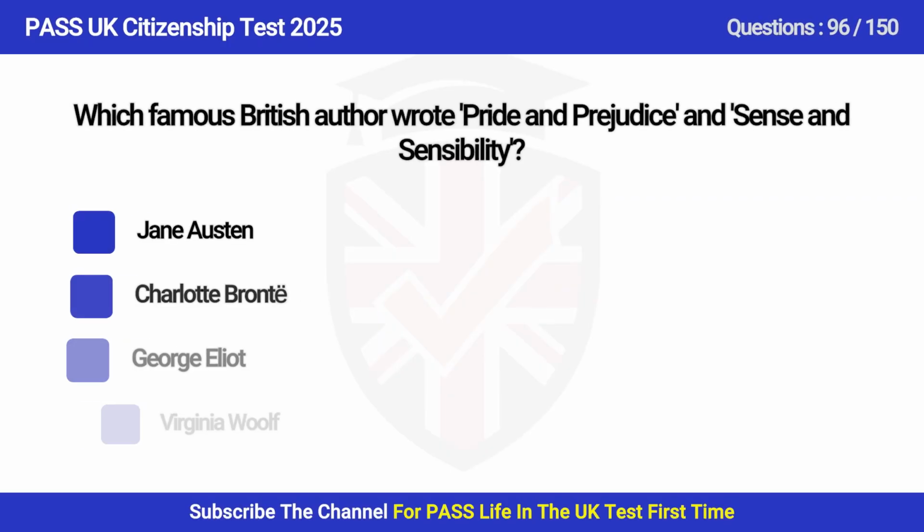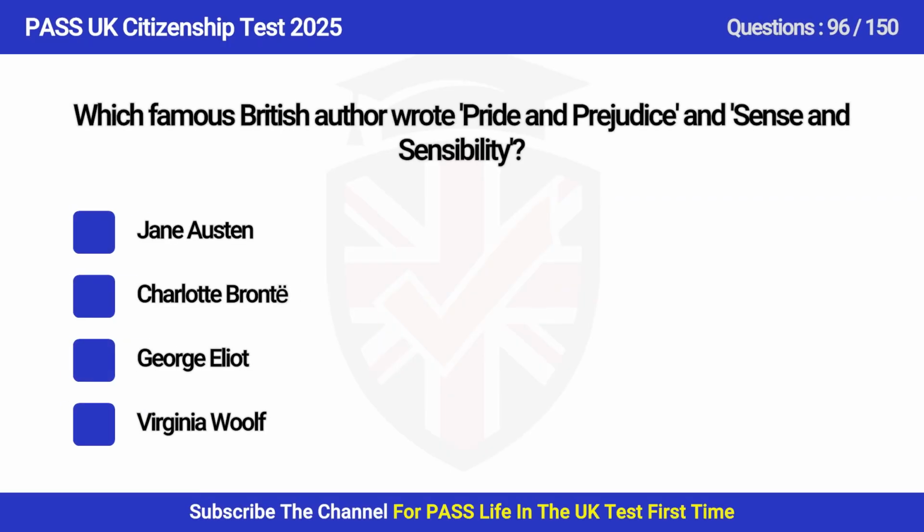Question 96. Which famous British author wrote Pride and Prejudice and Sense and Sensibility? A. Jane Austen, B. Charlotte Bronte, C. George Eliot, D. Virginia Woolf.